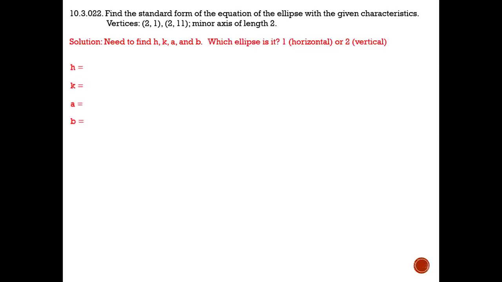Okay, another one, find the standard form of the equation of the ellipse with these characteristics. They're giving you the two vertices, and the minor axis is length 2. So if we can find the h and the k and the a and b, we can find the equation here, okay? Is it horizontal or vertical?